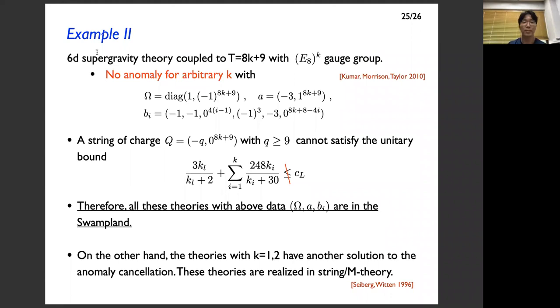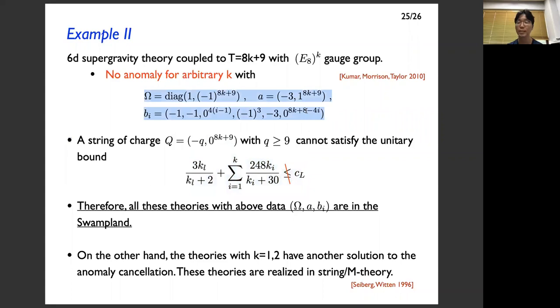The second example is the theory coupled to 8K plus 9 tensors and K EA gauge groups. This theory is again anomaly free for arbitrary K, and this is the solution found in this paper. We tested this theory with the string of charge given by this and found that this solution cannot satisfy this unitary bound for any K. So all the theories with this solution violate this bound, so it means they belong to the Swampland. All this class belong to the Swampland.